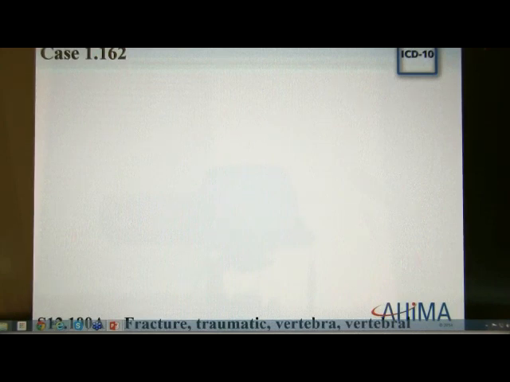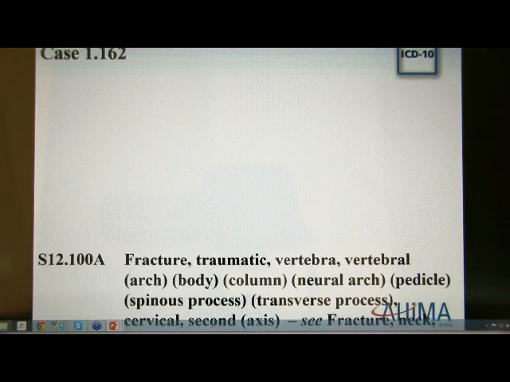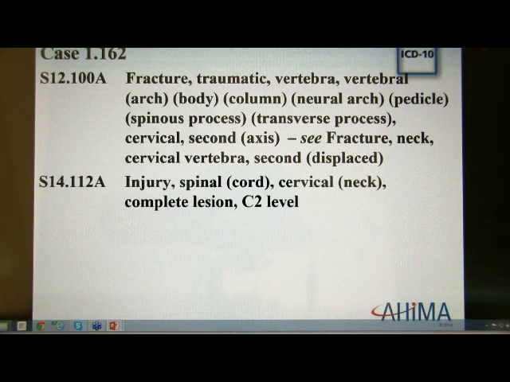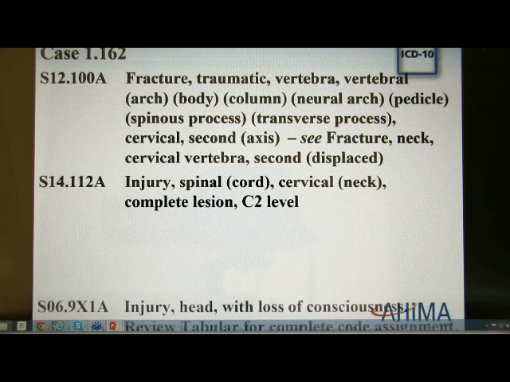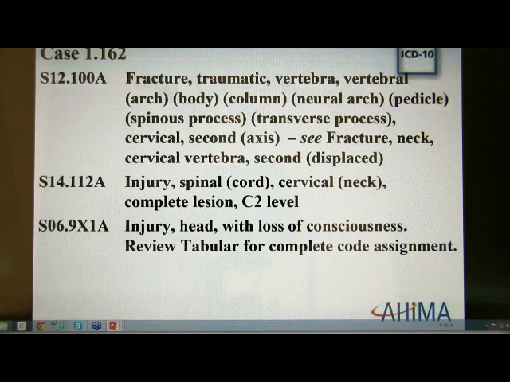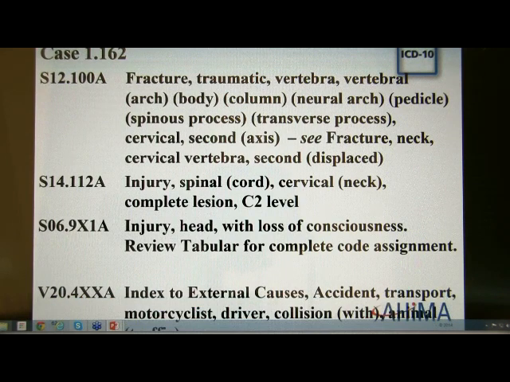You'll see that 7th character A for our initial encounter. We're also separately going to have a code for the spinal cord injury. Obviously, you can have a fracture of the vertebra without having a spinal cord injury. Since we did, we're going to report that separately. Our 3rd diagnosis is going to be for that loss of consciousness. And then we're going to start reporting the codes on what caused this.